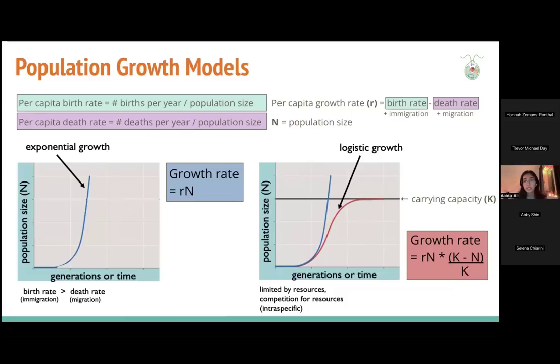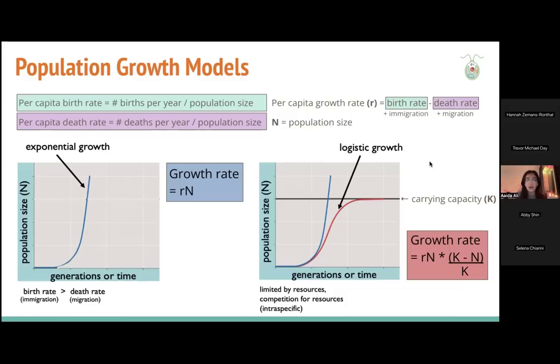I've also added plus immigration and minus emigration here, because you can calculate growth rate by taking the number of individuals that are moving into a population and subtracting the number of individuals that are moving out of the population. N is also just our population size value, which we'll use when we're looking at the growth models. Our first growth model is the exponential growth model. This is when resources are unlimited, conditions are ideal, and populations can just grow and grow forever. In this model, the growth rate is equal to our per capita growth rate, R, multiplied by the population size. This isn't nearly as realistic as real life.